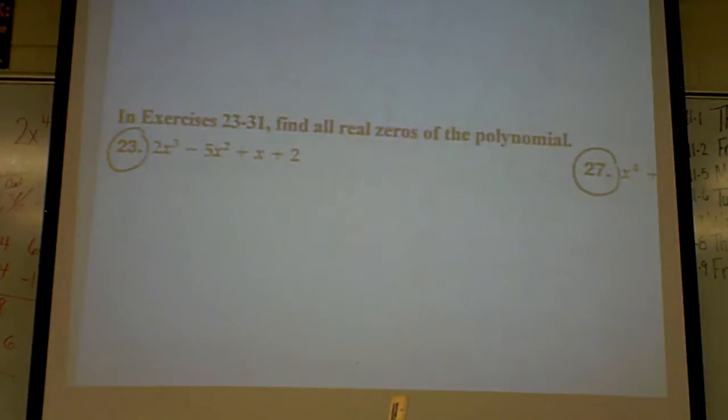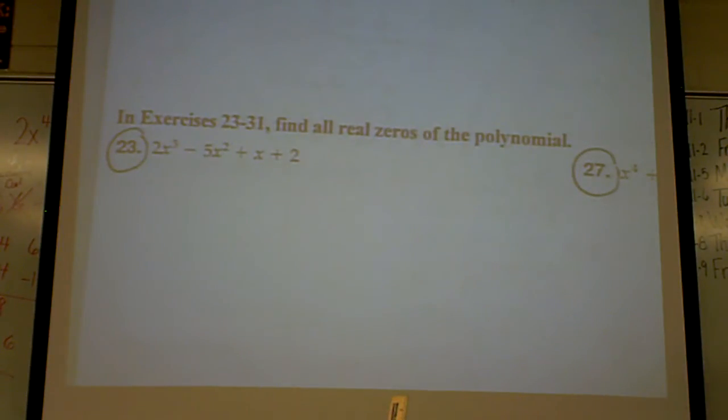Now, is it really homework? Read the question. Real zeros, all of them, isn't it? Find all the real zeros. What kind of zeros am I looking for? All of them. I want the rational ones. I want all the irrational ones. But I don't want the ones with a negative under the radical.